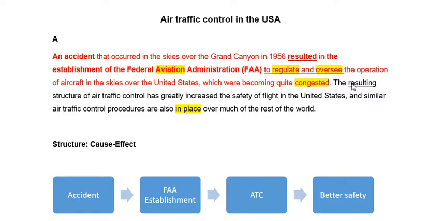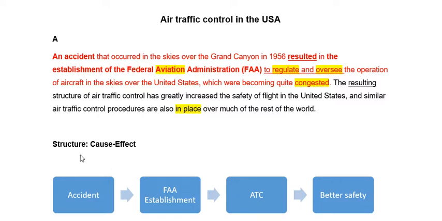And if you continue reading and you pay more attention to the essential information in the paragraph, you will see that the pattern of development, the structure of this paragraph, is cause and effect. I already drew a very simple diagram here of the main events that are mentioned in the paragraph. An accident that led to FAA establishment, and then FAA establishment led to ATC, air traffic control, and ATC led to better safety of flight in the US and also in other parts of the world.